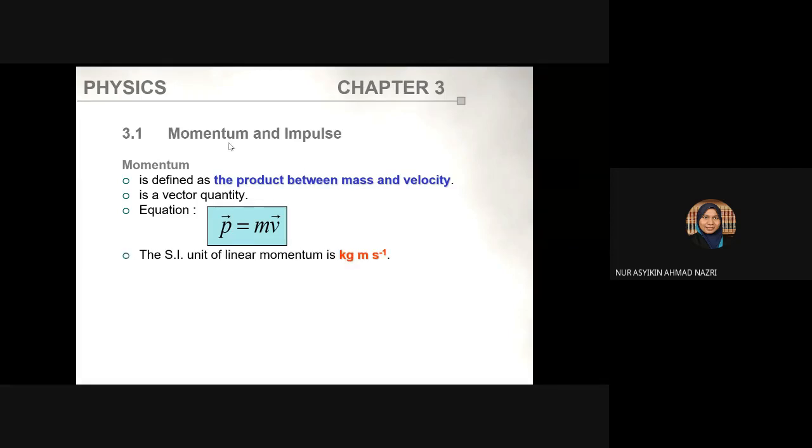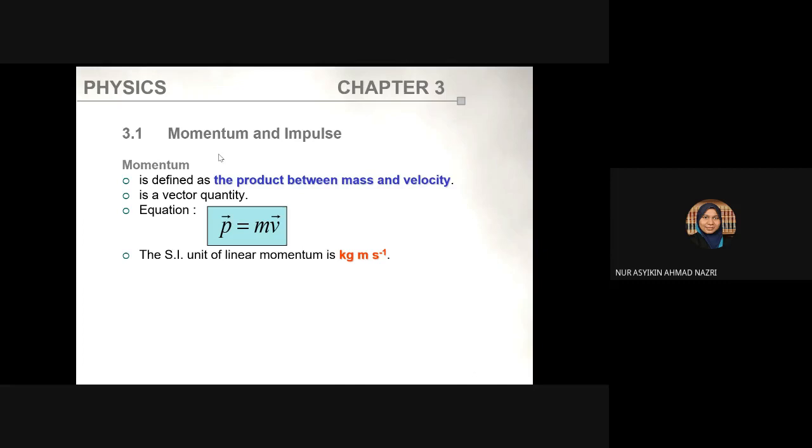I have introduced this term, momentum, in chapter 4, when we discussed force, the principle of Newton's second law. Kita ada kaitkan dengan momentum. So from there, you have seen this word. Maksudnya bukan yang baru untuk awak lah. Cuma yang ni, we're going to focus totally on the momentum.